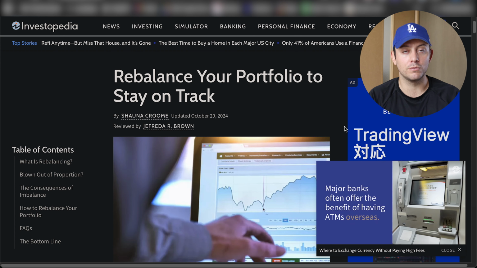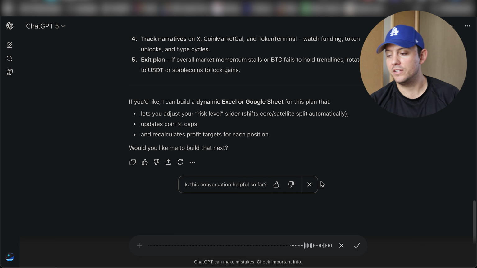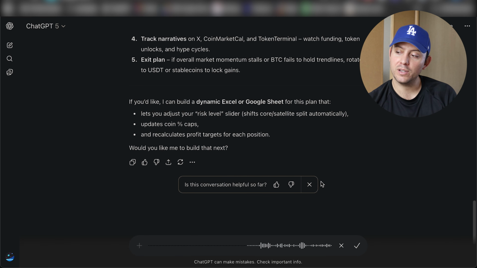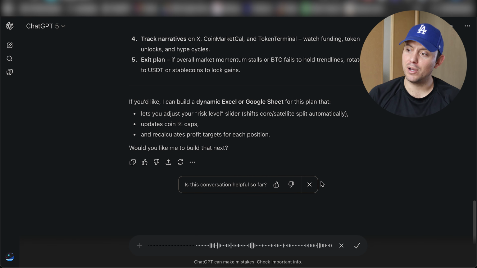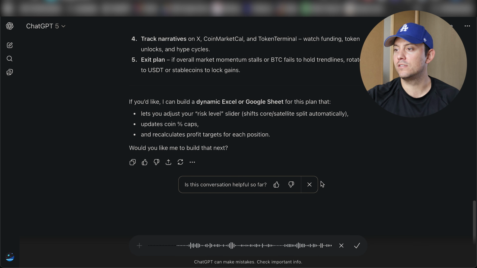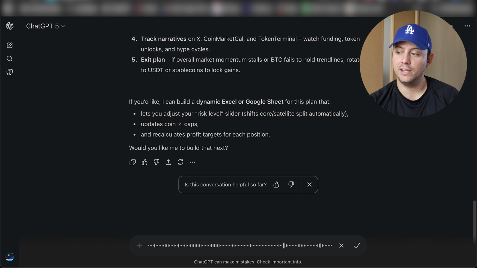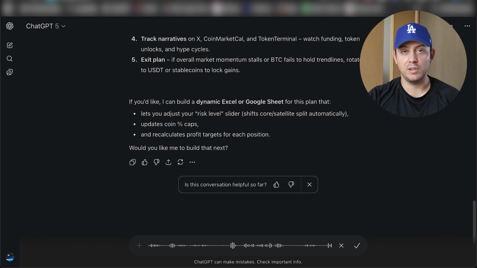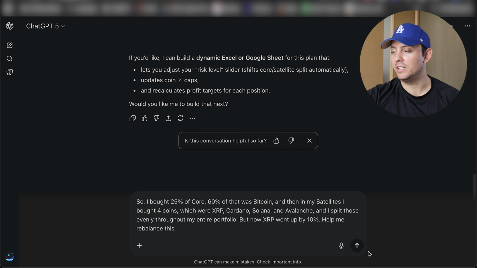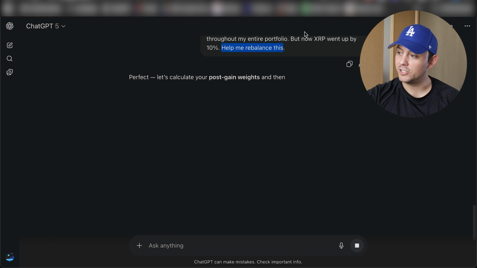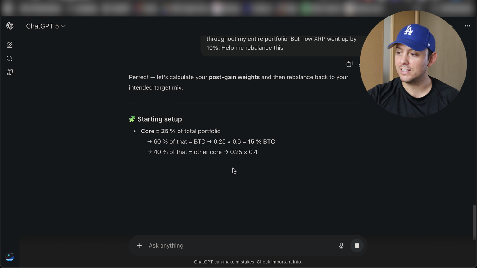So here you're going to set this in your AI tool. Let's say, for instance, I bought 25% core, 60% of that was Bitcoin. And then in my satellites, I bought 4 coins, which were XRP, Cardano, Solana, and Avalanche. And I split those evenly throughout my entire portfolio. But now XRP went up by 10%. Help me rebalance this. So once you have your prompt in here for rebalancing and telling it what you're balancing to, you can say how much it grew by and then help me rebalance this, and then it will.